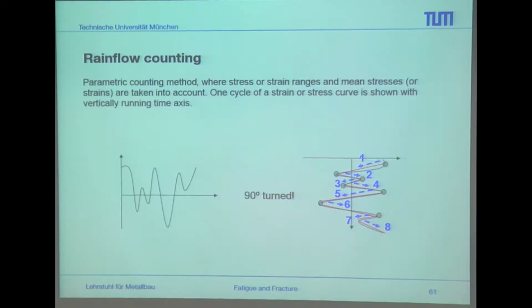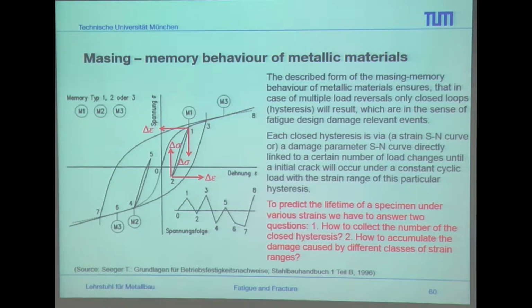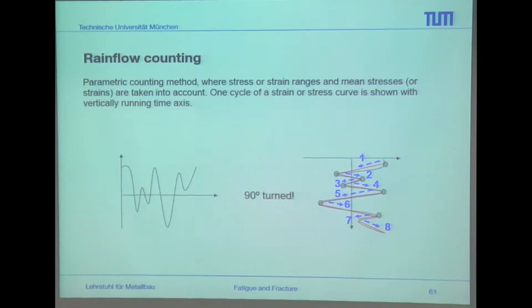For example, as you can see here, you have a hysteresis which starts at the peak and is going downwards, and then again is going upwards, and this would be a falling hysteresis. And at this level, we have a rising hysteresis, which is going from this point, so from the lowest peak to the highest peak, and again to the lowest peak.